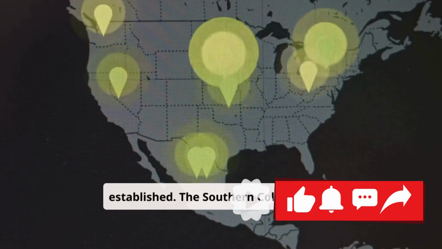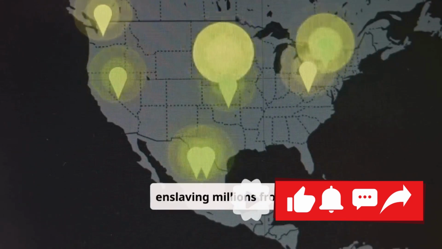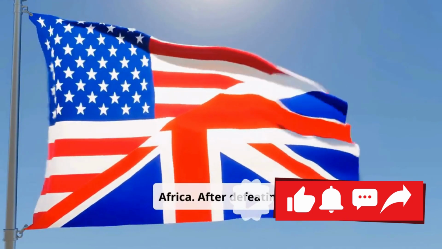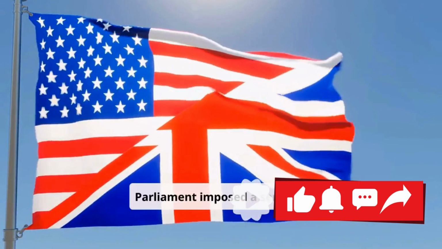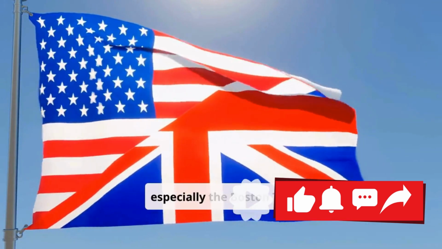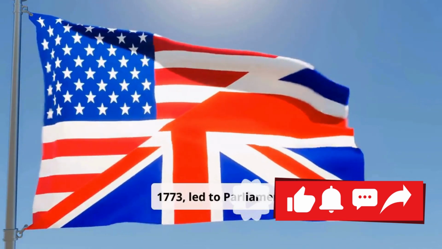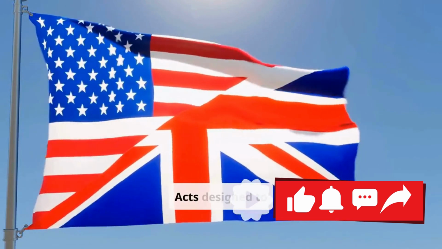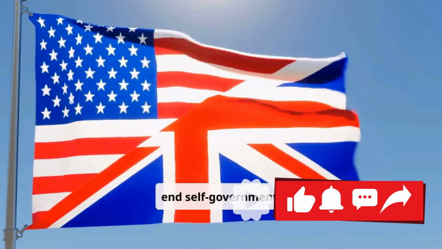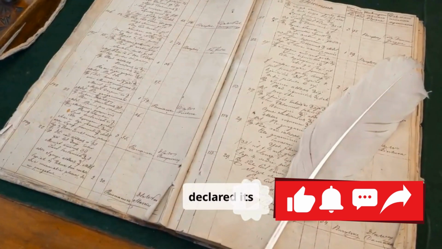The southern colonies built an agricultural system on slave labor, enslaving millions from Africa. After defeating France, the British Parliament imposed a series of taxes. Resistance to these taxes, especially the Boston Tea Party in 1773, led to Parliament issuing the Intolerable Acts designed to end self-government. In 1776, the United States declared its independence.